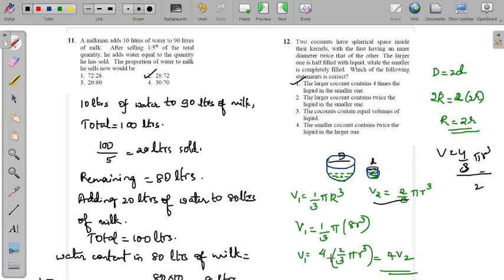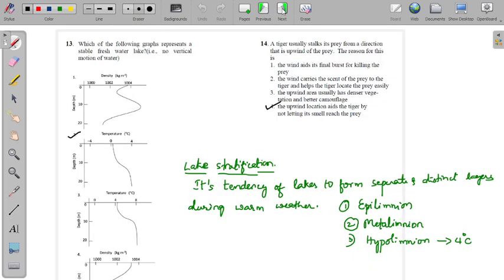This can be written as 4 into 2 by 3 into pi r cube, so therefore 4 into V2. That is, the larger coconut contains 4 times the liquid in the smaller coconut. That is what we got: V1 equals 4 into V2. Therefore the first option is the answer.